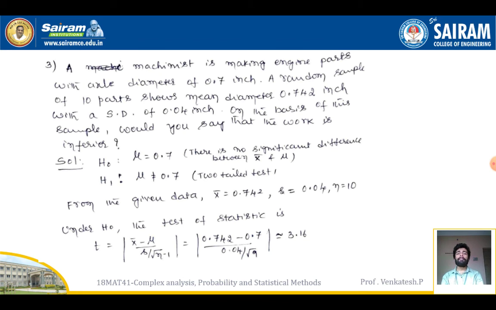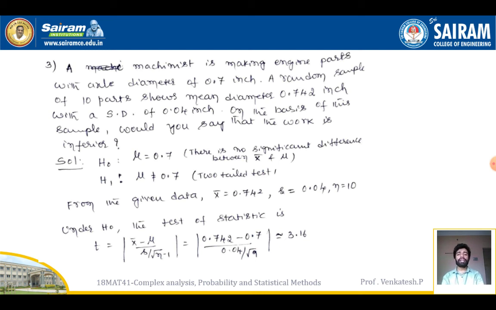Example number 3. A machinist is making machine parts with axle diameter 0.7 inches. A random sample of 10 parts shows a mean diameter of 0.742 inch with a standard deviation of 0.04 inch. On the basis of this sample, would you say that the work is inferior? First let me take H0 as the null hypothesis, that is mu is equal to 0.7. So there is no significant difference between x bar and mu. H1 is mu not equal to 0.7.